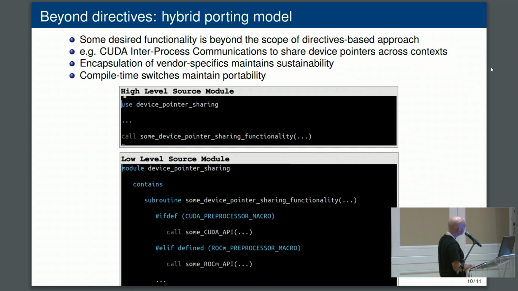And then these compile time switches also maintain portability. If there's CUDA availability, great, then we've got this. If there's ROCm availability, we've got this. If there's nothing, then we can deal with that at the high level as well. So working things this way doesn't impact upon the cornerstones that we mentioned earlier, but it does give us functionality beyond what we can get immediately from the directives.